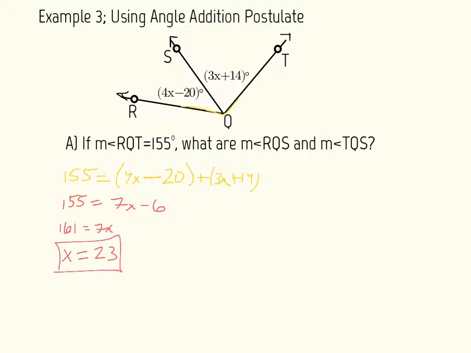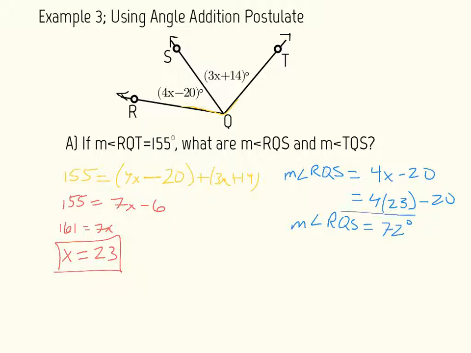So now I have my x, so I can go back and find the other two angles. So the measure of angle RQS is going to equal 4x minus 20. So I put in what I know for x, 4 times 23 minus 20. And the measure of angle RQS is equal to 72 degrees.